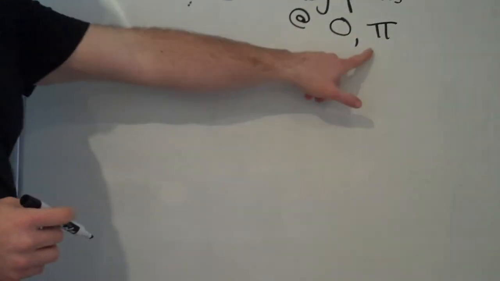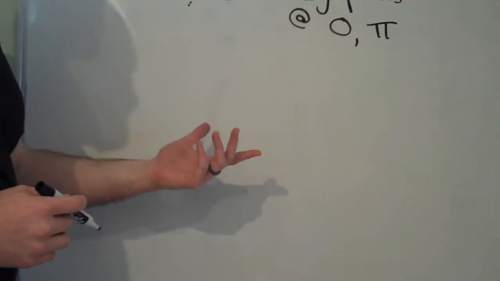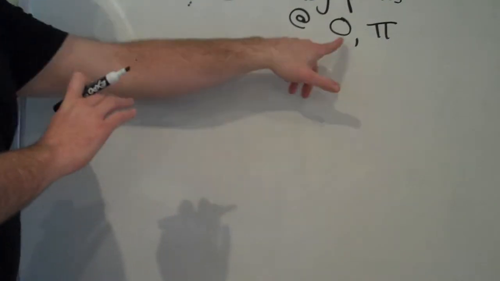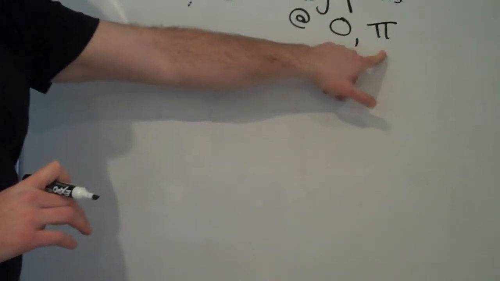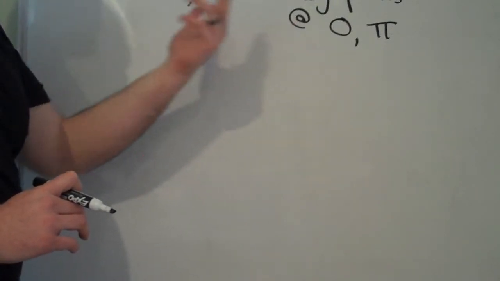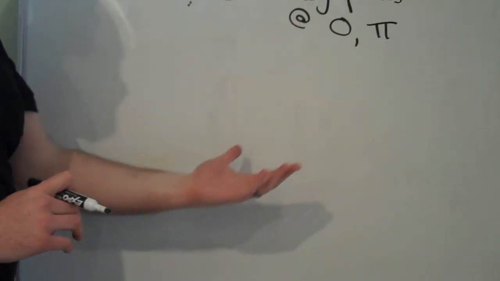So what does that mean? That means when I go to graph this cotangent function, when I take that phase shift, that stuff that's inside the parentheses, I'm going to set it equal to 0 and pi instead of negative pi over 2 and pi over 2, instead of 0 and 2 pi, as we were doing before.